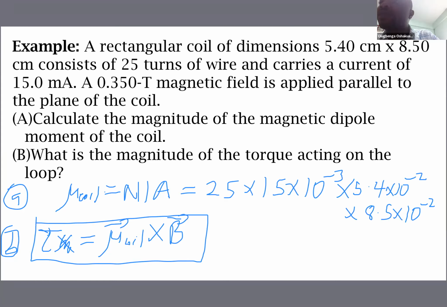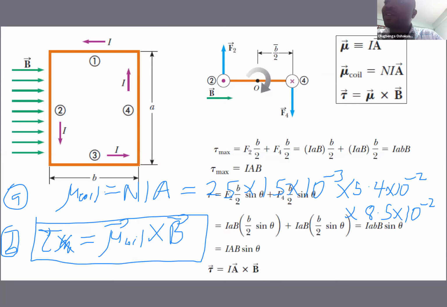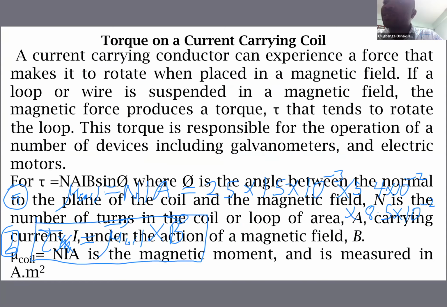I think our time is almost up. Let me see. Okay, somebody is asking why b over a. In the next class, we'll be looking at the concept of electromagnetic induction, electric motors, and electric generators. But before then, let us look at some questions that have been asked here.